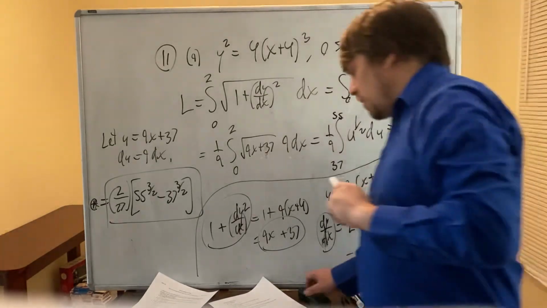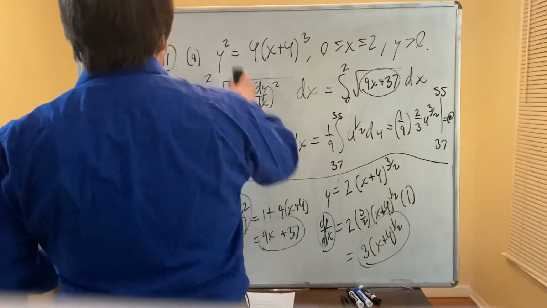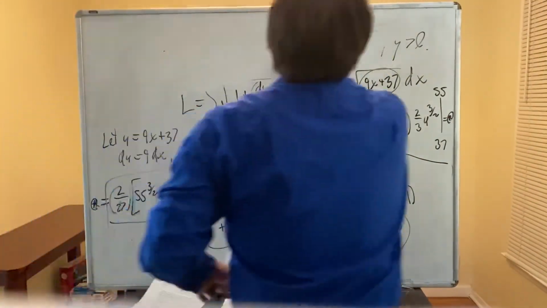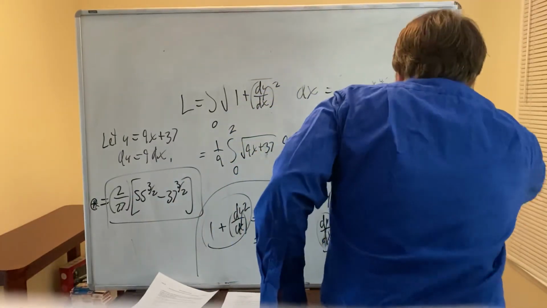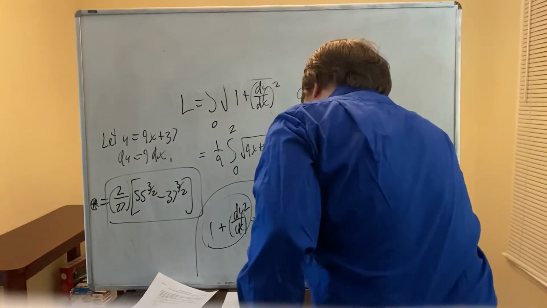Alright, so let's skip 11b. It's another arc length problem. And then let's go to 12.